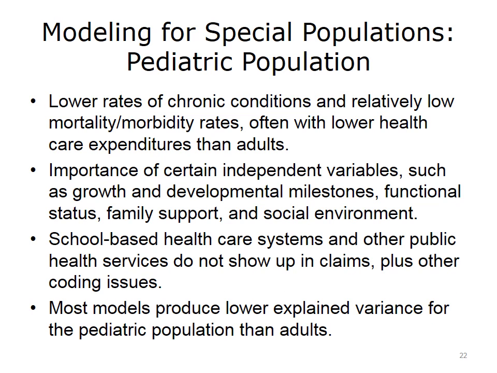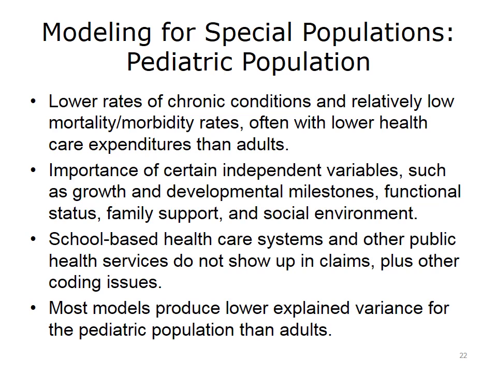Modeling for special populations requires expertise and extra attention to potential pitfalls. In the pediatric population, the following issues may affect the development of predictive models. The pediatric population generally has a lower rate of chronic conditions and relatively lower mortality and morbidity rates. Plus, this population often has lower healthcare expenditures than adults. Certain independent variables, such as growth and development milestones, functional status, family support, and social environment, are critical in defining different risk groups in the pediatric population.